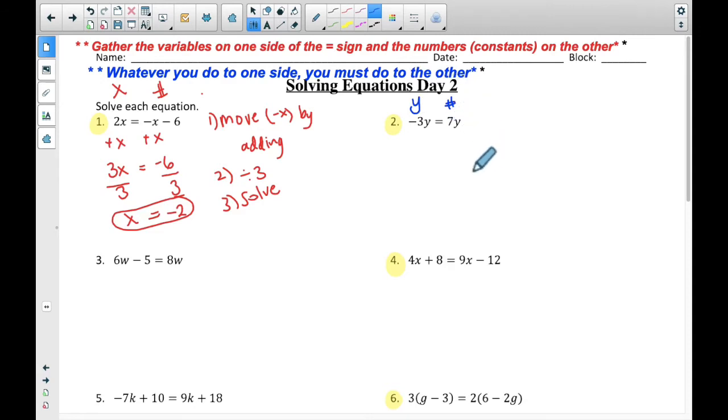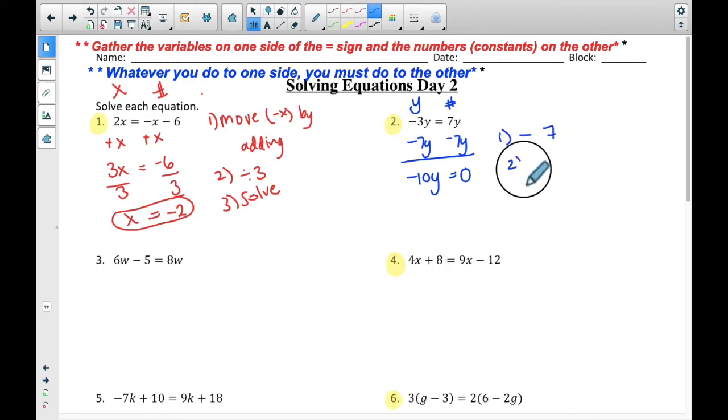There are no numbers, but I'm going to subtract this 7y because it's on the wrong side. Negative 3y minus 7y is negative 10y. On the other side, 7y minus 7y gives you a 0. That's okay. Some people kind of freak out when they get a 0. A 0 is a number. You can do that. That's not a problem. So our first step was to subtract the 7y from both sides.